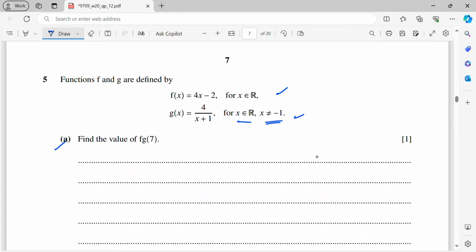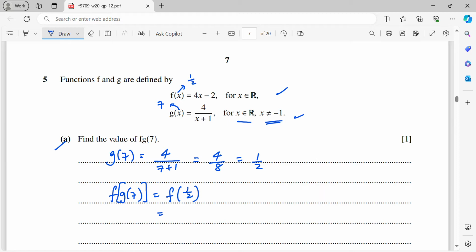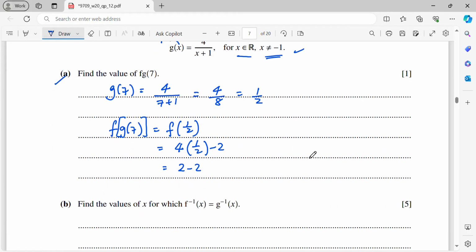Now first of all, I will find what is g(7). g(7) is just to replace the x by 7. Then I will get 4 over 7 plus 1, which is 4 over 8, and that will be half. After that, I will get fg(7). This is basically f of half, because g(7) is half. Then just replace the x by half. That will be 4 times half, then minus 2. That means this is going to be 2 minus 2, and at last you will be getting 0.